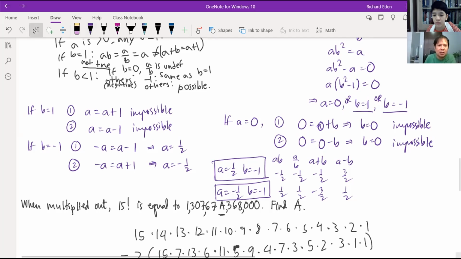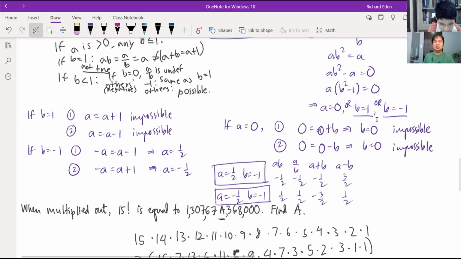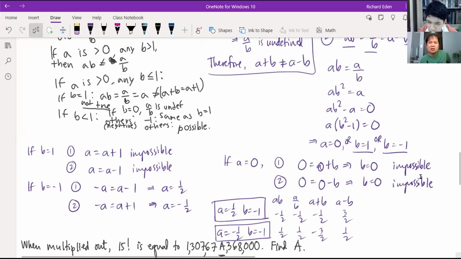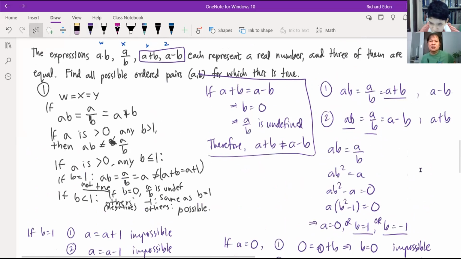Although I think when you solved it, did you get both ordered pairs, or just one? Just one po. Kasi I overlooked po yung sa B equals -1. Na-overlook ko pa yung case 1 kasi I was assuming na case 2 po, which is yung equals A minus B. Also, so you only considered case number 2. All right. Opo. Okay lang.